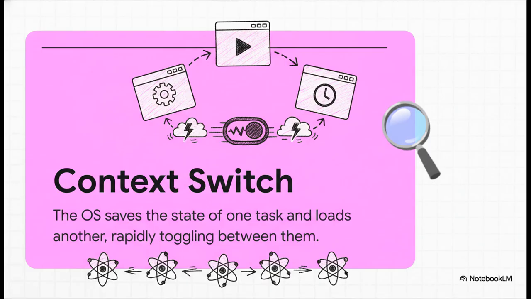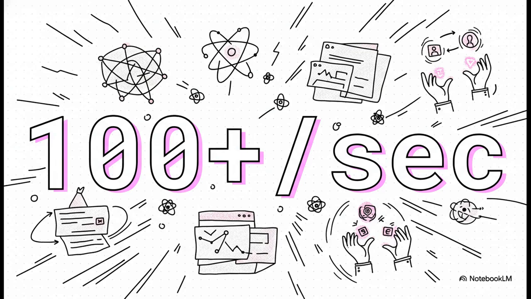The OS literally pauses one program, saves everything about it, loads up all the info for the next program, and lets that one run for a tiny fraction of a second before switching again. It's just juggling, very, very quickly. And how quickly are we talking? This switch, this juggling act, happens over 100 times every single second. From that one simple rule, executed at an incredible speed, the entire complex experience of modern multitasking just emerges.